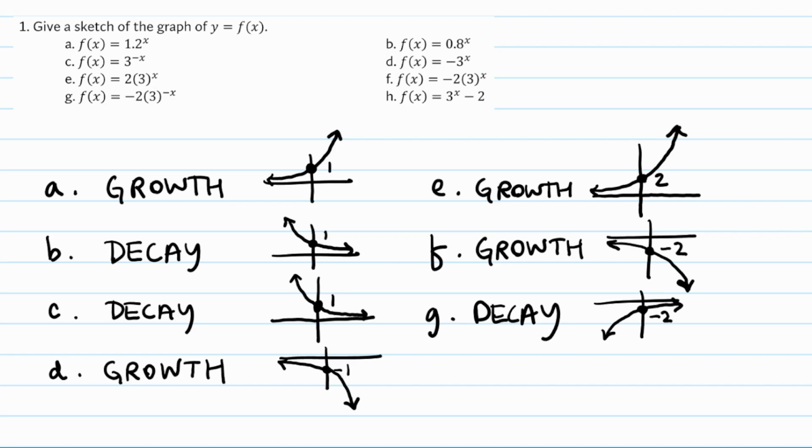And then H, 3 to the x minus 2. This is going to be growth, but moved down by 2. So maybe I'll give myself an even x and y field. For the y-intercept, plug in x equals 0 there. 3 to the 0 is 1, and 1 minus 2 is negative 1.